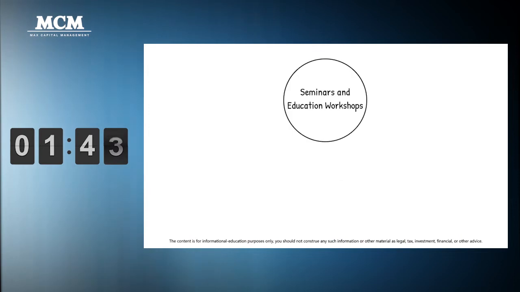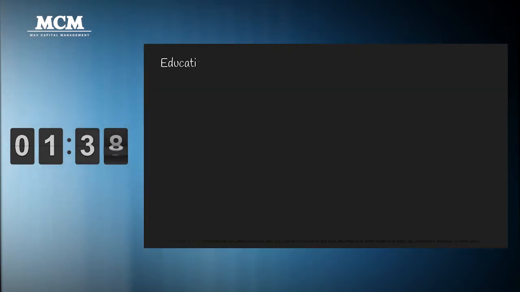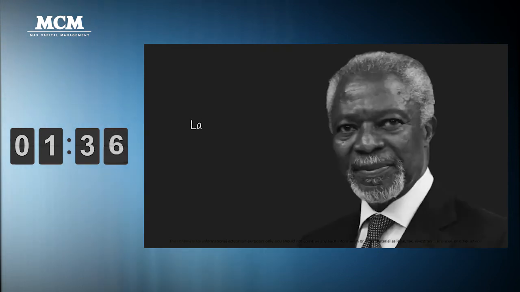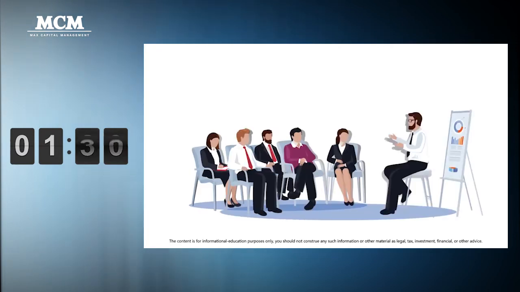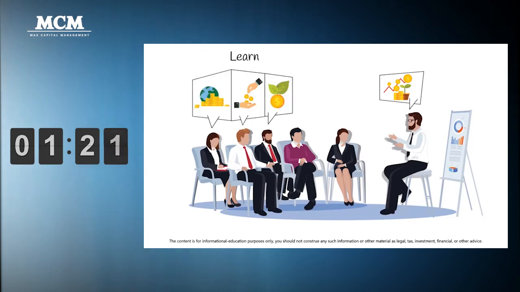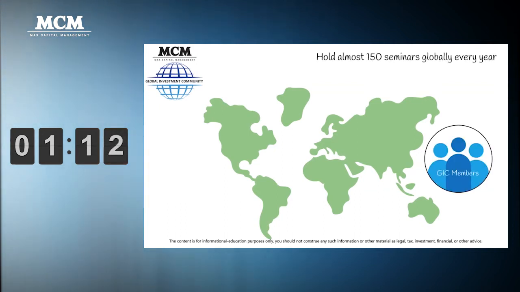Here are the three main moves of how MCM GIC can help you. Education, seminars and workshops. As the late Kofi Annan said, knowledge is power. Seminars are one of the best ways to get proper insights from experts in the investing world. Seminars provide you access to these experts so you can get a shortcut on what to learn and what to be aware of. MCM GIC holds almost 150 seminars globally every year, exclusive to GIC members.